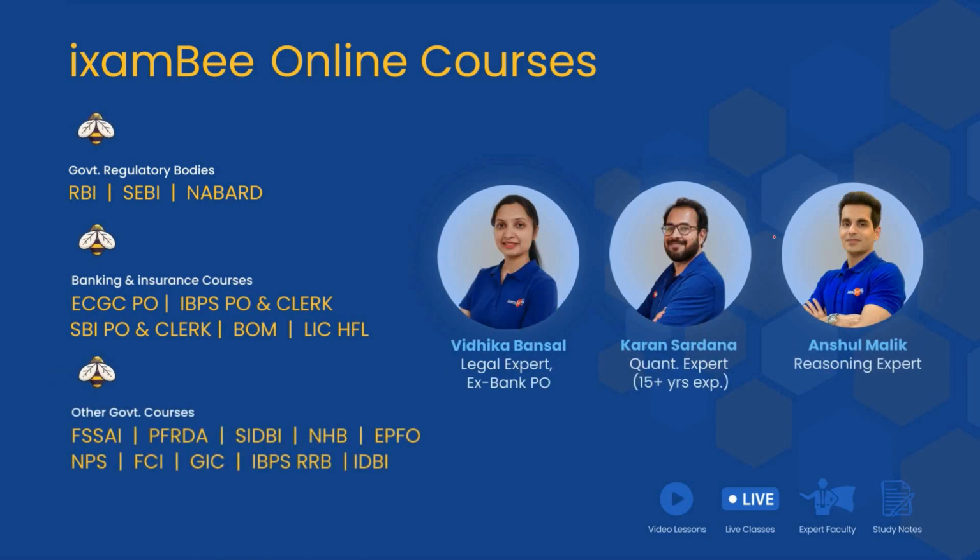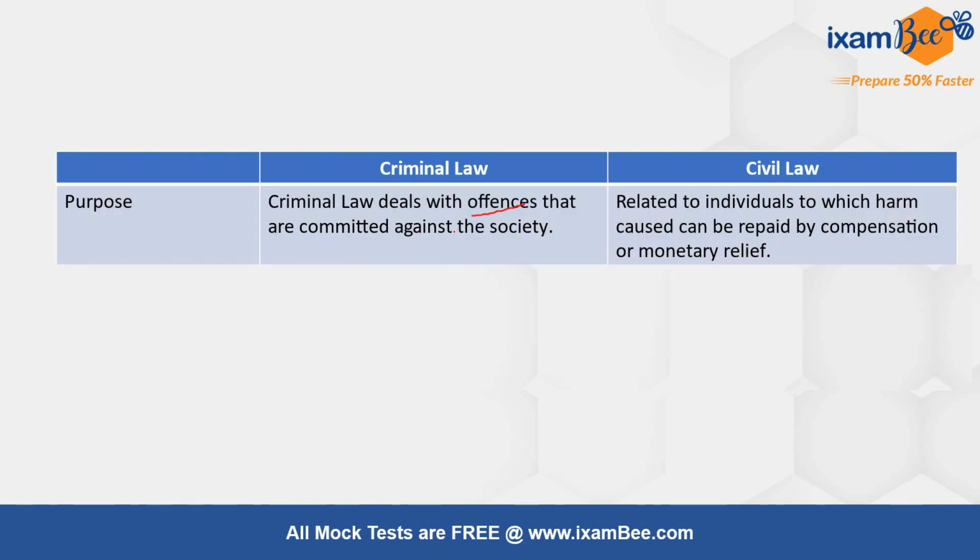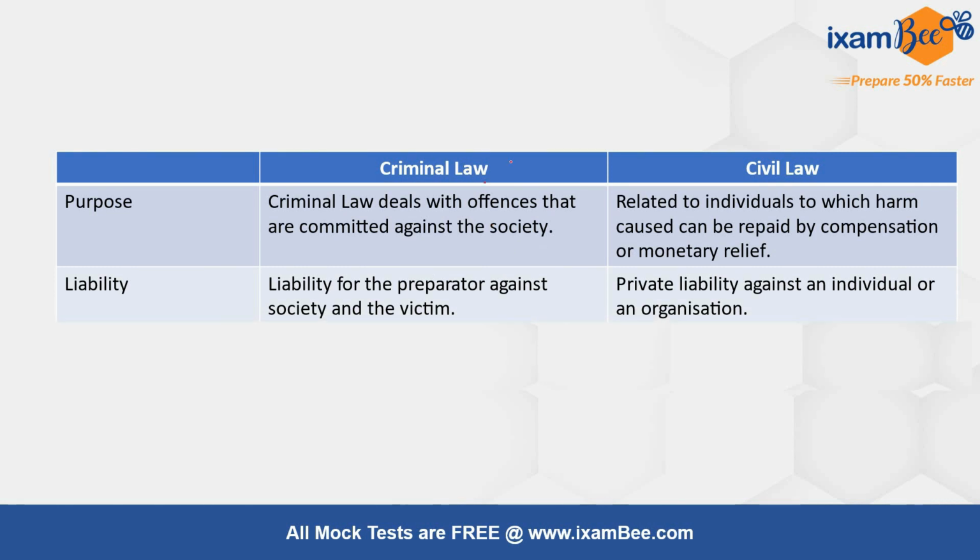Before I talk about the bill, first you need to understand the difference between criminal law and civil law. The purpose of criminal law is to deal with the offences that are committed against the society, while civil law is related to individuals to which harm can be repaid by compensation or monetary relief. When an offence has been committed against the society, monetary compensation will not be enough. So the liability in case of criminal law is against the society, while in case of civil law, the liability is against an individual or against an organization.